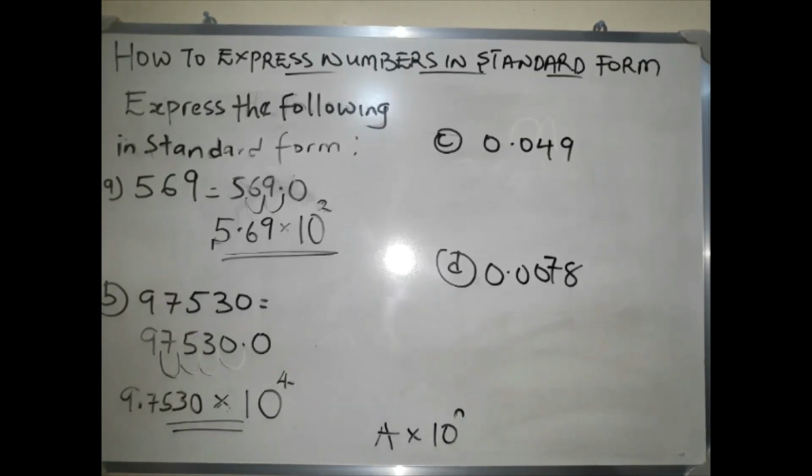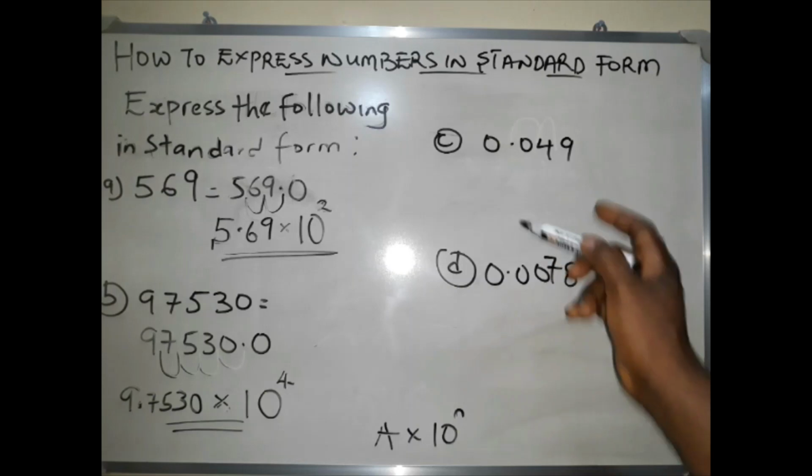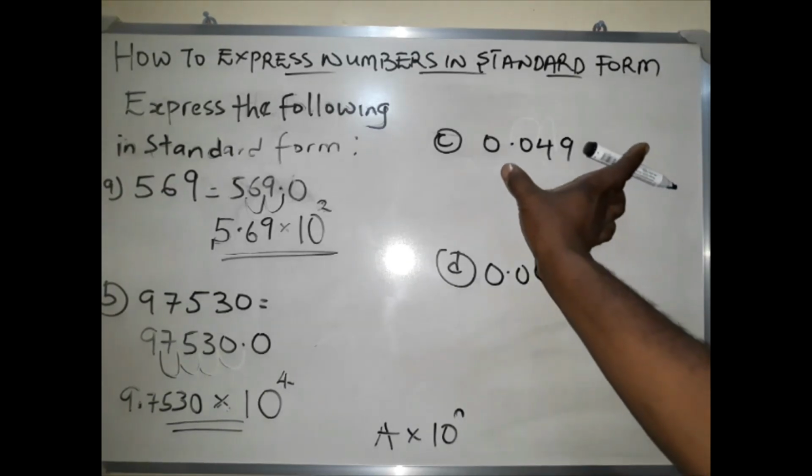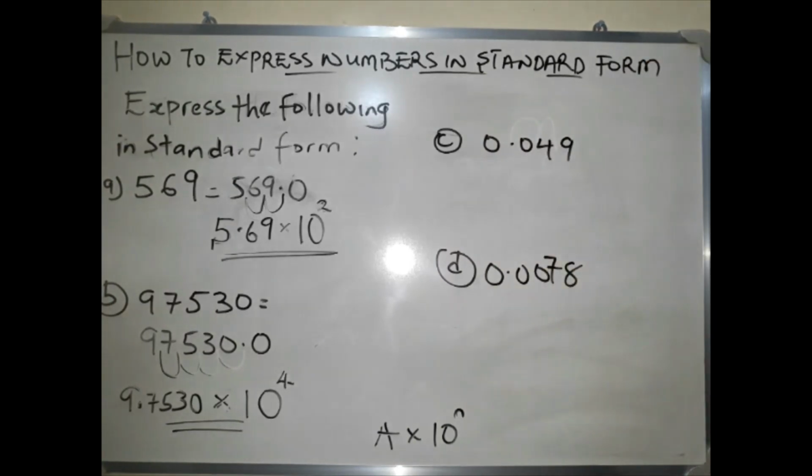Now let's go to the next one. In these two examples, we can see that the decimal point is already included, so we don't have any need of asking where we're going to put our decimal point. The decimal point is already there, but as you can see, the number is less than the value of 1.